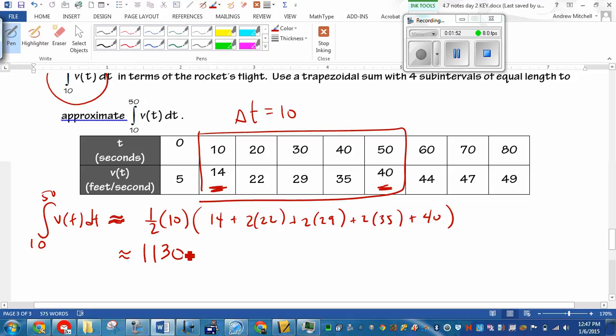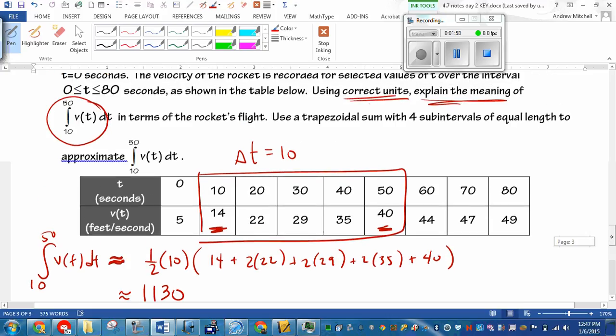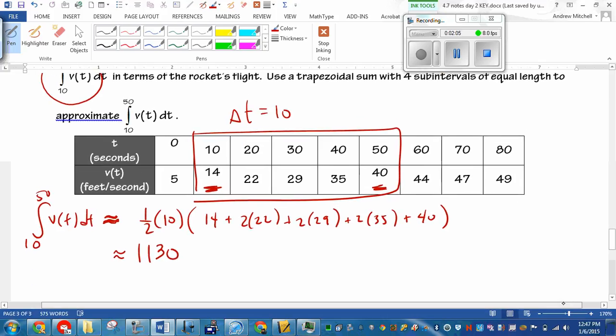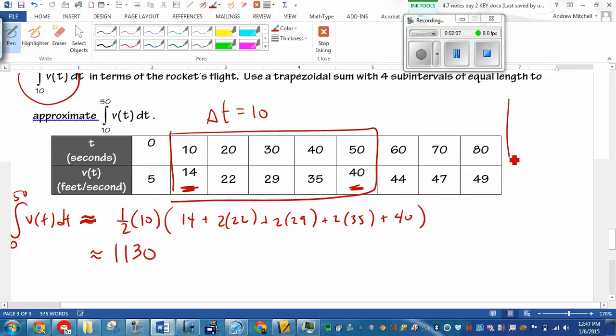And on an AP question, if it asks for units, it's giving points for that. So we want to make sure that we provide the units. Remember, we're representing the area under the curve. So we're going to look at kind of a crude graph here for just a second. We know that the x value is represented by t in seconds, and our y value is the velocity, which is represented in feet per second.